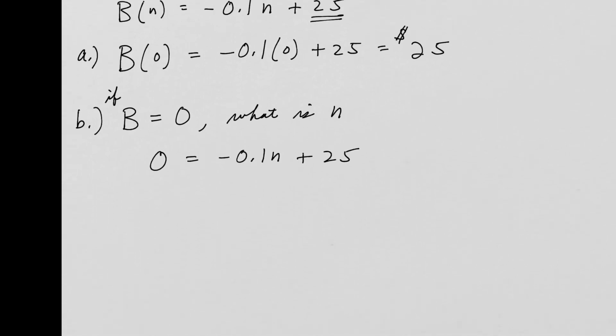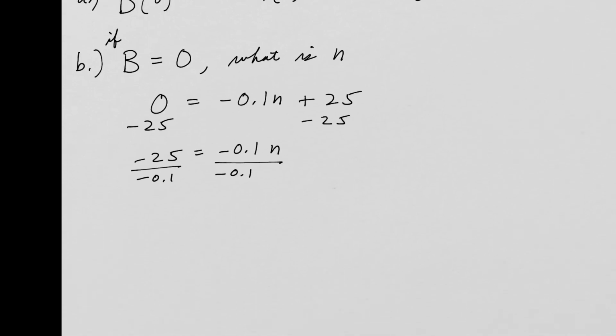So let me solve this for n. I'll subtract 25 from both sides. So I have negative 25 equals negative 0.1n. Now I need to divide both sides by negative 0.1. So I'm going to get n is equal to, well, what's negative 25 divided by negative 0.1? That's 250, right? Of course, you could write it this way: n equals 250, and that has units of minutes. So if he talks for 250 minutes, his balance will be at 0.